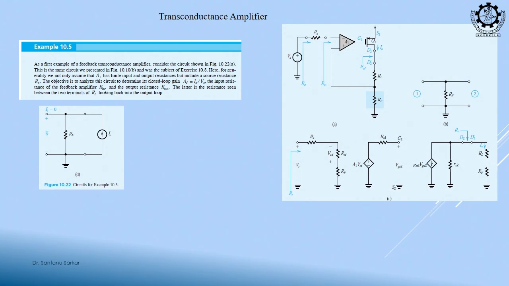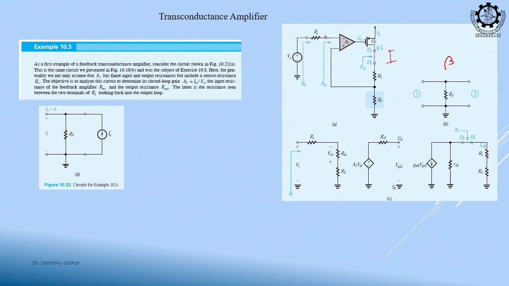So, one problem is given, a feedback transconductance amplifier is given. So, what we will do, we will try to analyze different portions, different parts. So, this is our feedback portion, okay. This RF is converting this I to a voltage V. Okay. So, this RF is the feedback element, right.